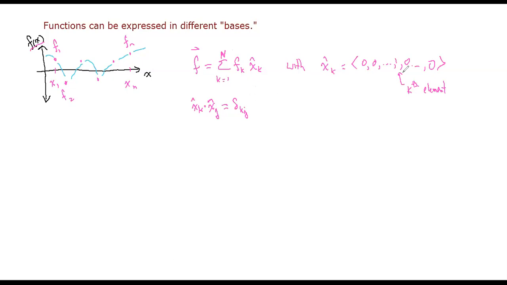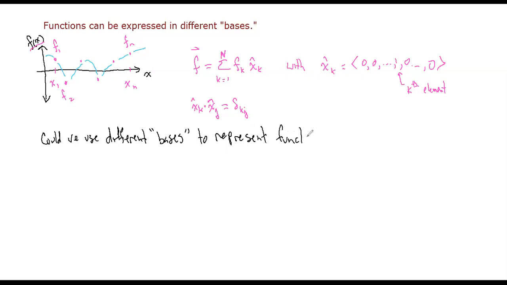And now our question is, could we use different bases to represent functions? Like the whole thing. And the answer is a resounding yes. And in fact, you guys already know one. I think this gets taught for you guys at the end of Calc 2 for some reason, or maybe Calc 3, like as a weird extra unit.